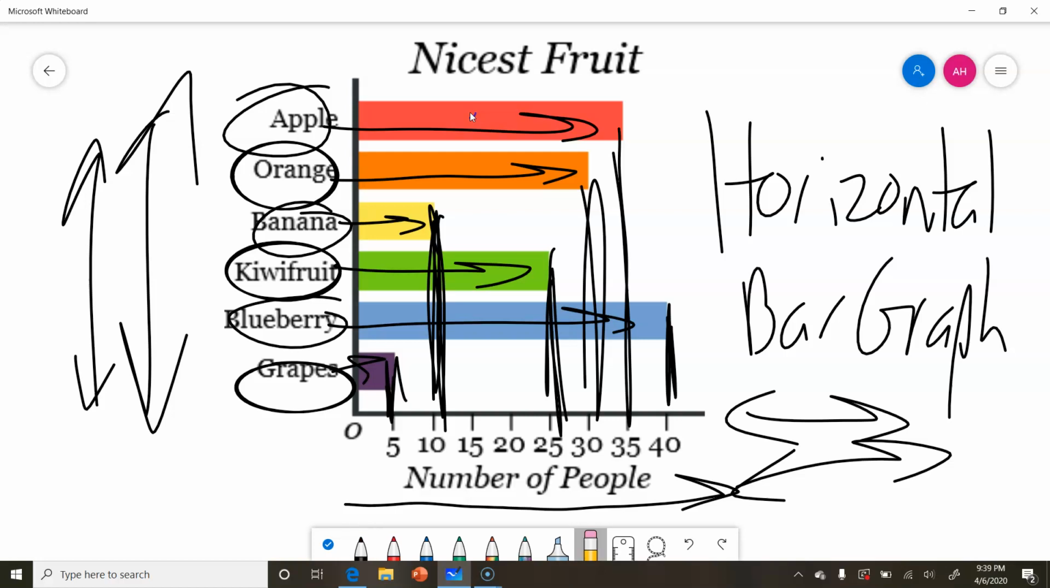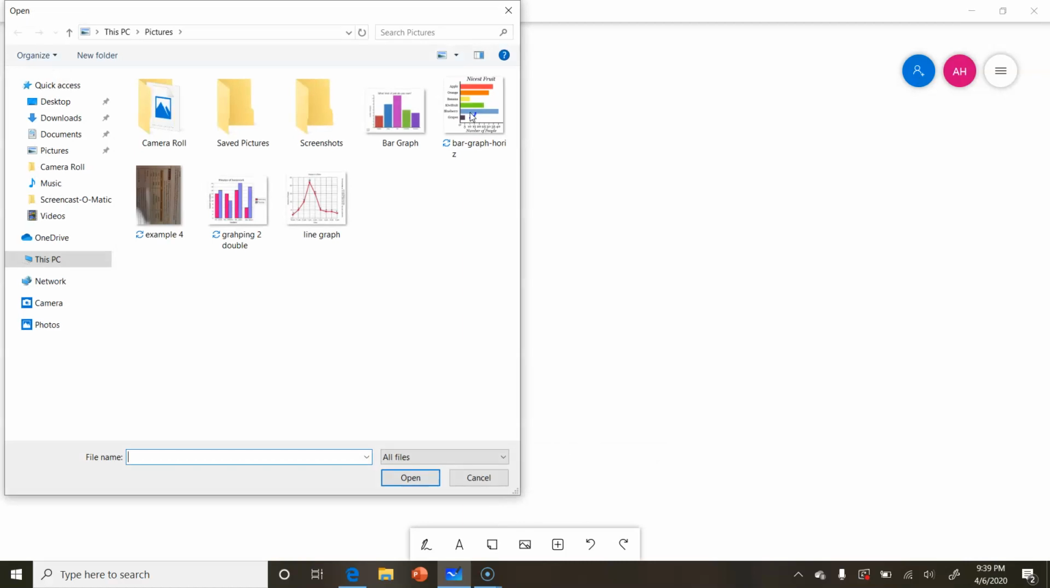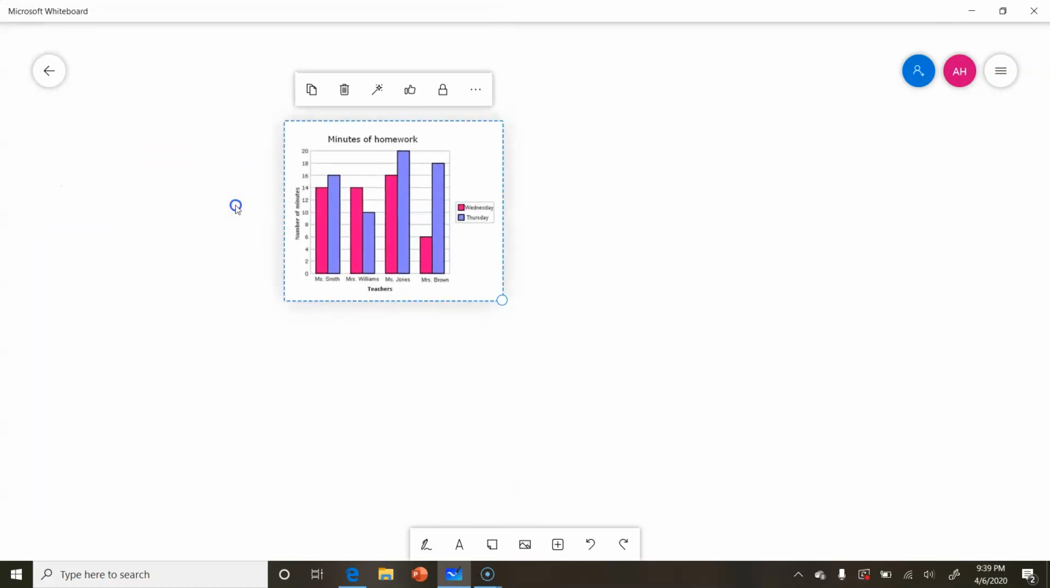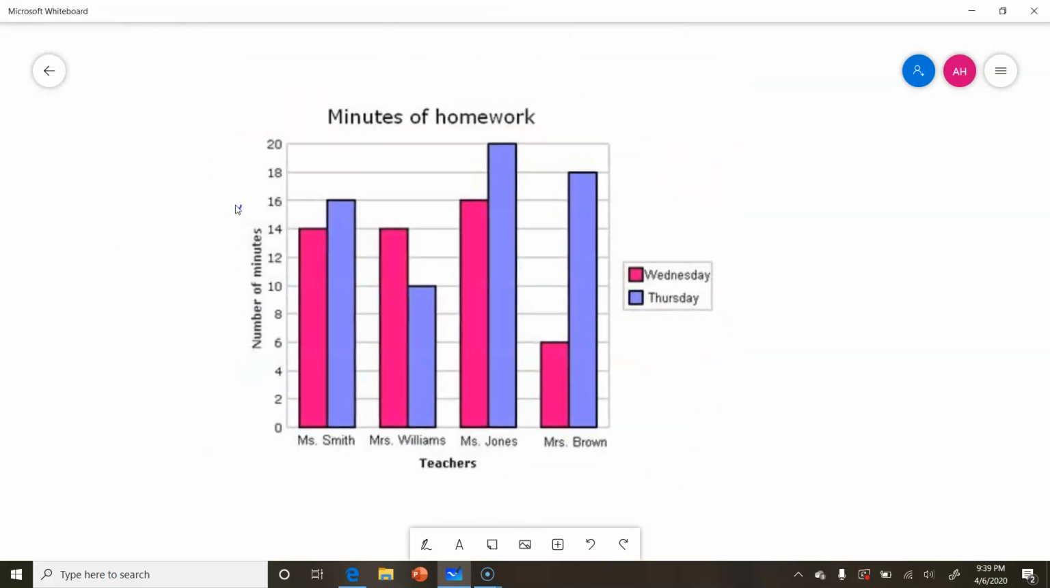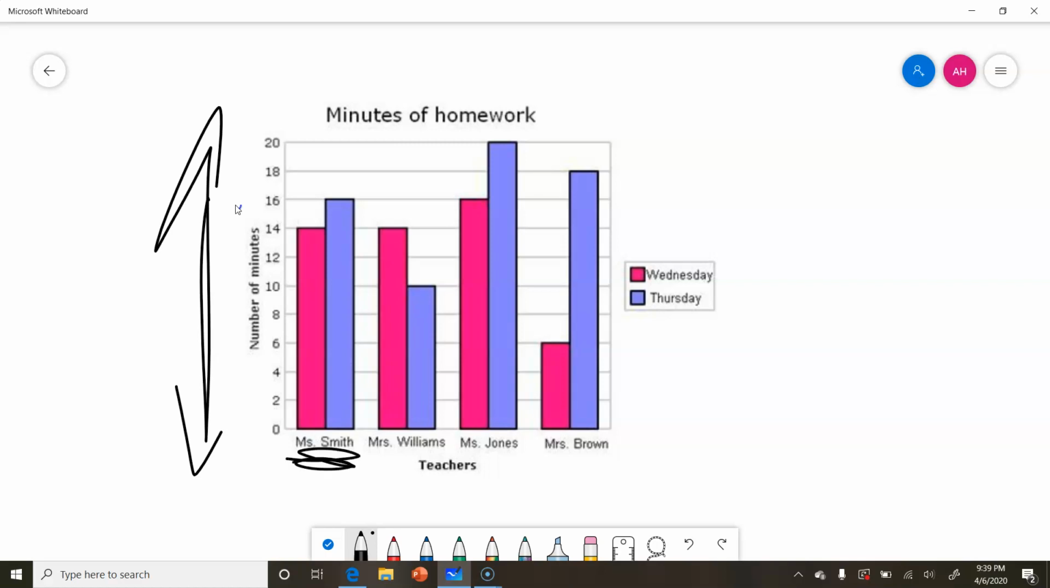Now, in addition to that, we have something that we call a double bar graph. Let me get a picture of that up here. Here we go. This is what's called a double bar graph. That's a little trippy because look at this. It's the number, so it's a vertical. You see the vertical. But look here. Mrs. Smith has 2 columns.